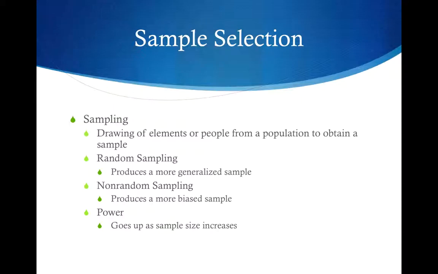Random sampling would be, in my case, a high school. You have 2,000 kids in your high school. You have them all listed, numbers 1 through 2,000. You use a random number generator to pick out 500 of them, and that's who you're sampling. So you have absolutely no say as a researcher.